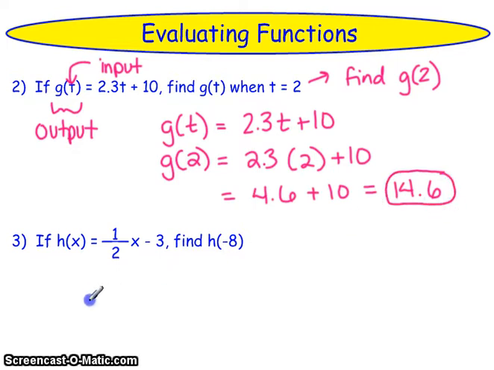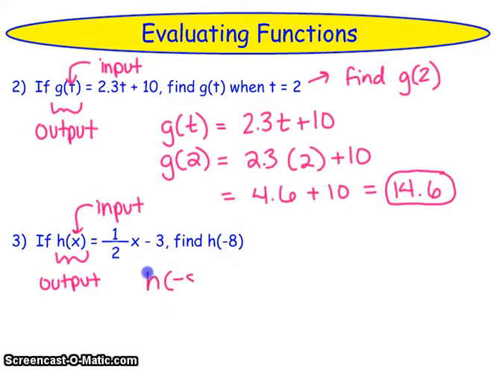And then my last one, it's the same thing. I have h of x equals a half x minus 3. It's the same thing. x is my input. That's what's going in. And what I'm getting out is h of x. In this question, they ask me to find h of negative 8. So they want me to put in negative 8 and find out what I get out.